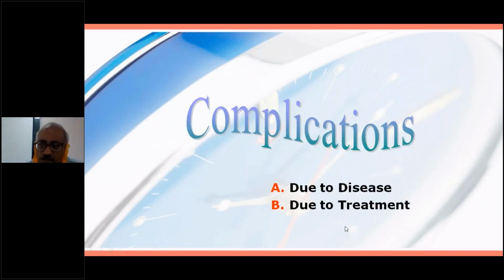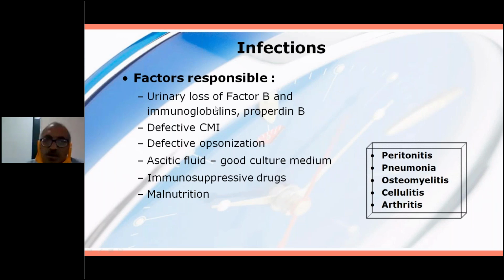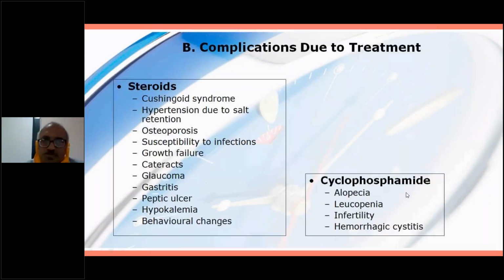So what are the complications? Complications you divide into due to disease and due to treatment. Sometimes the examination question may be only on complications of nephrotic syndrome. Due to disease: malnutrition, infections, thromboembolic phenomena, deficiencies of all these elements, laryngeal edema rarely. Infections, causes of why infections, I already told you, immunosuppression, all these things: peritonitis, pneumonitis, all the types of infections I said. Complications due to treatment.